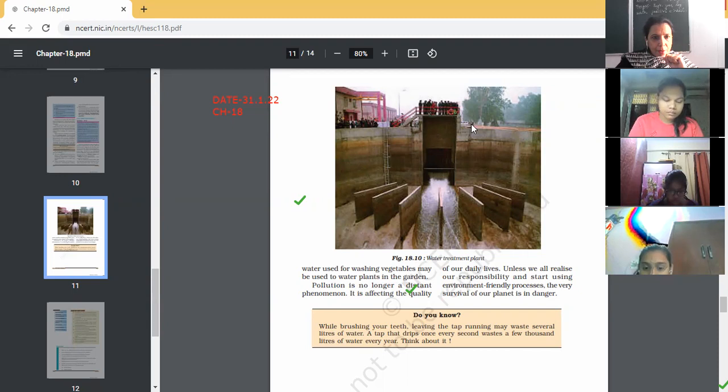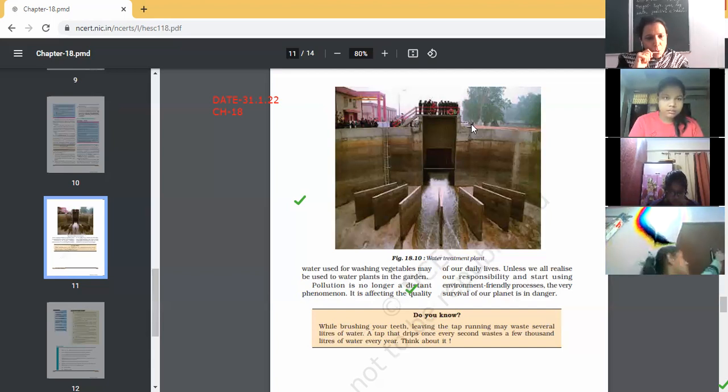You can water the plants. Any other? Yes, Ananya? Or instead of throwing water, you can mop.